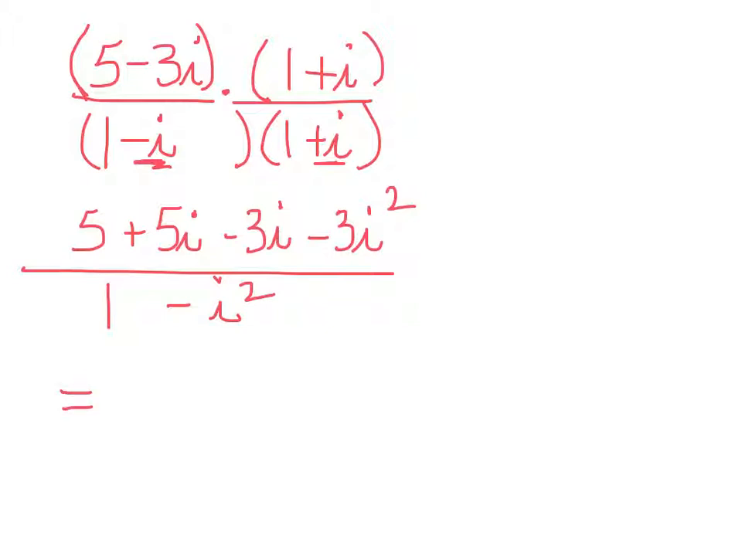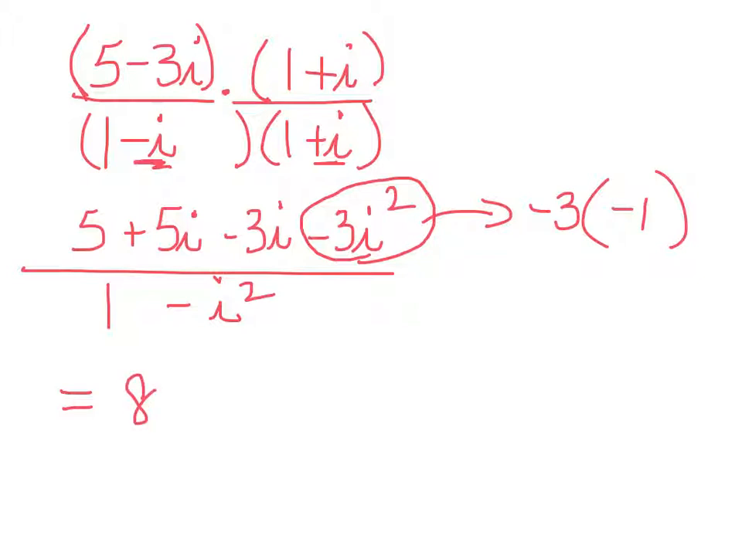Alrighty, so then in the top here, I know that this is going to change to a positive 3 because I've got negative 3 times i squared, which we know is negative 1. So because that's going to be positive 3, with the 5 all the way in the far left, I know that I'm going to get 8. And then I'm going to add my like terms, and I'm going to get plus 2i in the numerator.